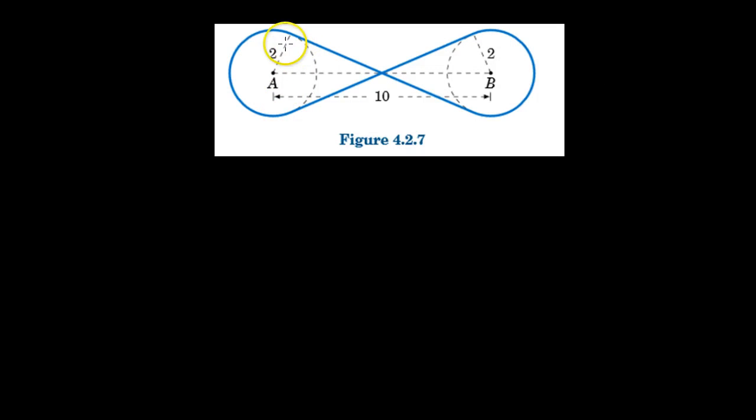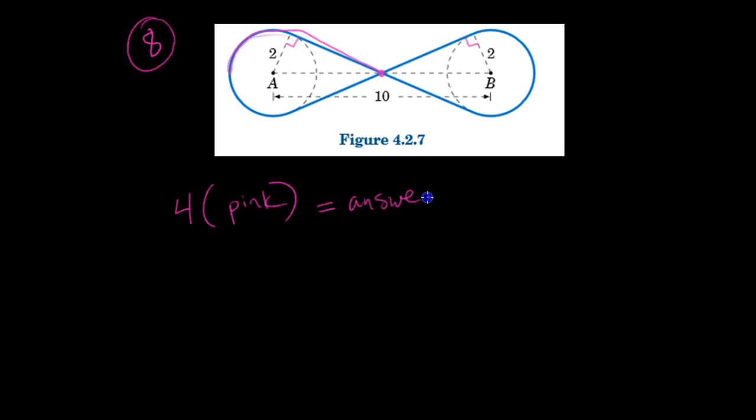For number 8, I just want to point out that this is a right angle because it's tangent. If you can find this distance that I'm going to put in the pink, from here to here, then you can just multiply that by 4 to get the total length. Same kind of idea: if you're setting up arc length, from here to here you need to find the measure of that angle. You already know the radius is 2, right?